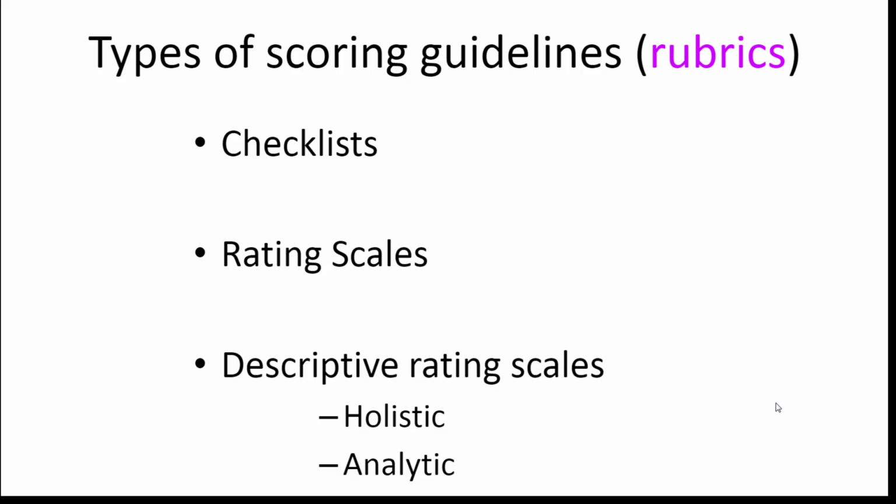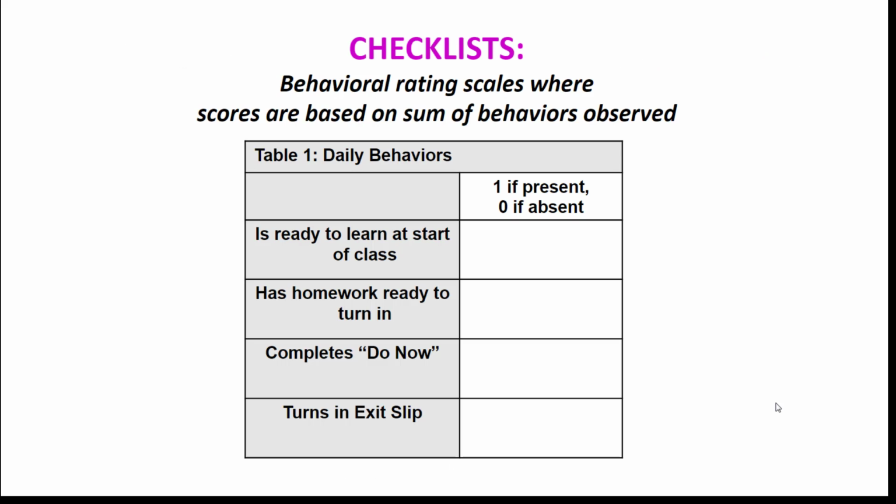There are different kinds of rubrics, and they can be broken down into 4 major groups: checklists, rating scales, and then descriptive rating scales, where you'll find some that are holistic, or some that are analytic. The first one we're going to talk about is checklists. You'll see checklists used quite a bit in elementary school assessment, but they can be used in a variety of ways in middle school and high school. I've seen them used really well, especially in science classes.